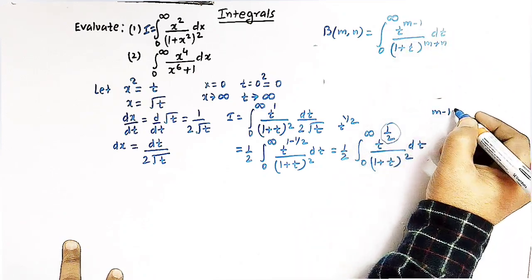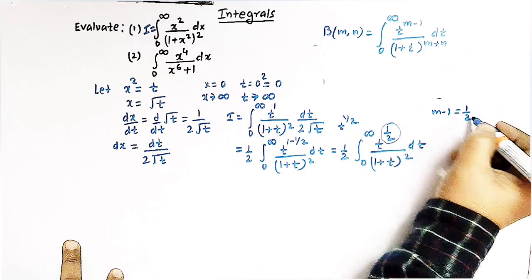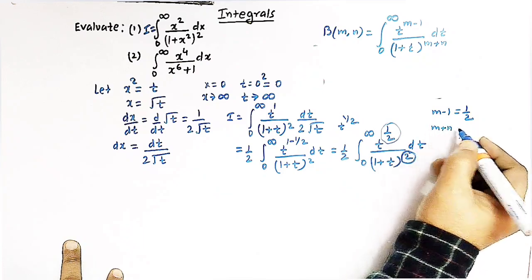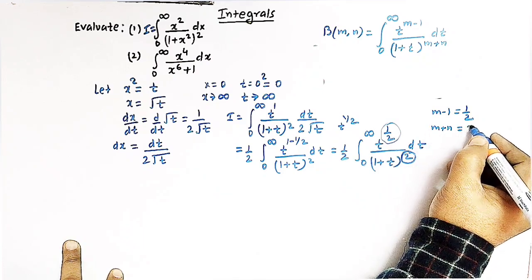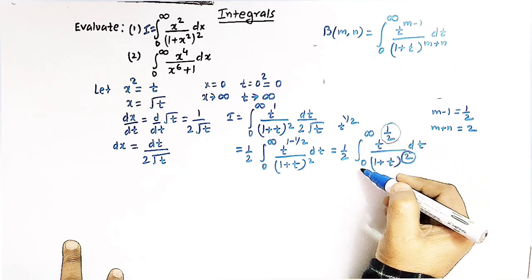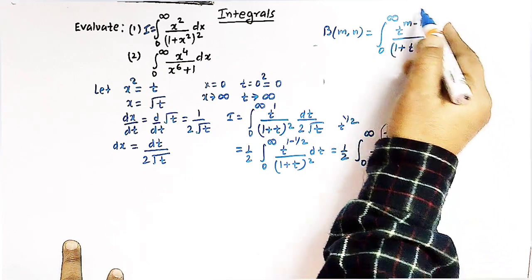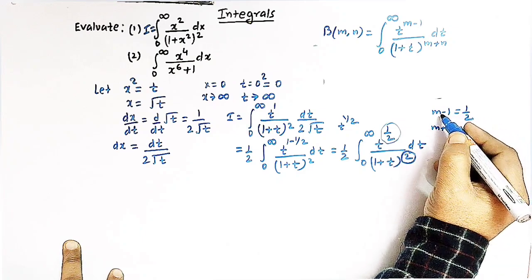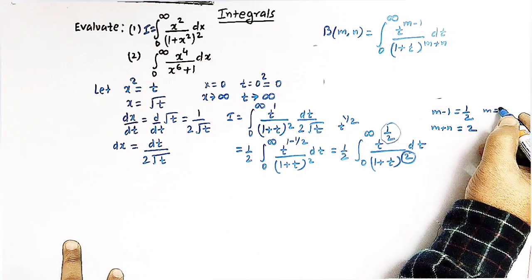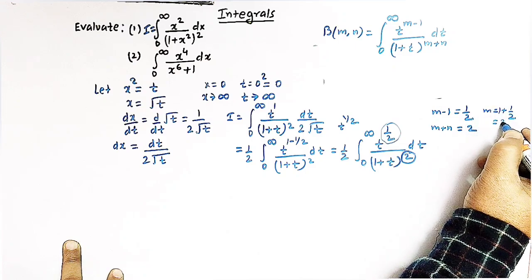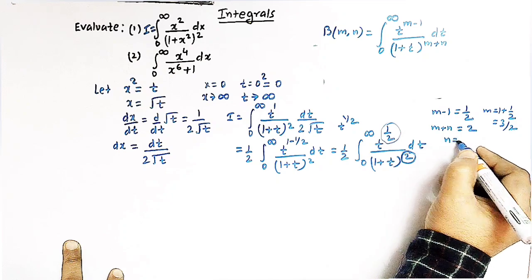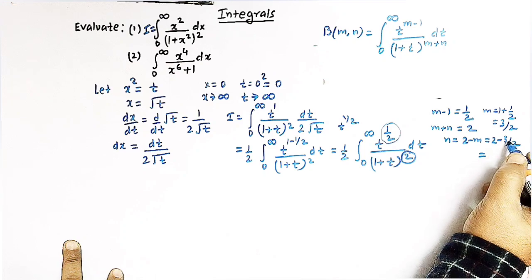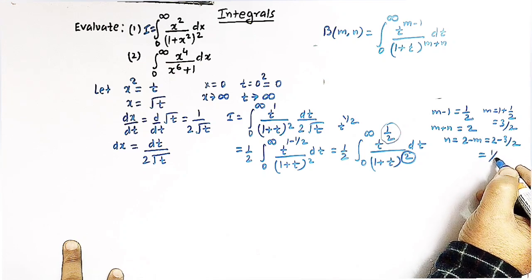So we can write m minus 1 is equal to half, and here we have 2, and here we have m plus n. So m plus n can be equated to 2, because we wish to express this integral like this. So we can solve these two equations for m and n. So m is 1 plus half, that is 3 by 2, and from here n is 2 minus m. So this is 2 minus 3 by 2, that is 4 minus 3, that is half.